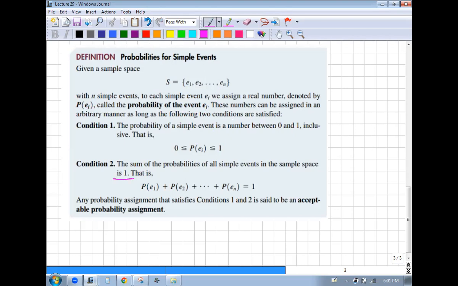Like if you have a coin flip, event 1 is heads, event 2 is tails. Event 1 would be 0.5, event 2 would be 0.5. So you add 0.5 and 0.5, you get 100%. It's a 100% chance that it's going to be either heads or tails. So there's your basic breakdown. Any probability that satisfies these two conditions is an acceptable probability assignment.